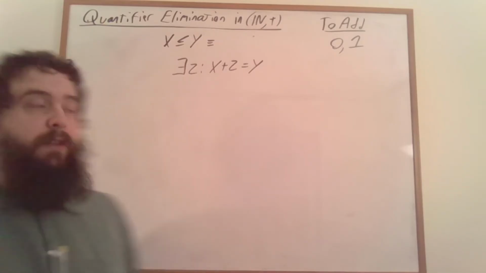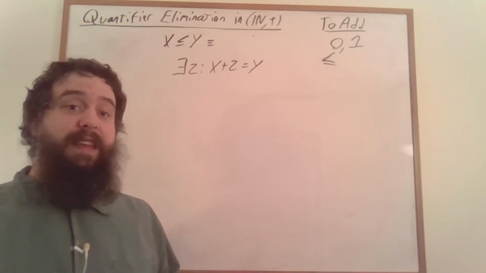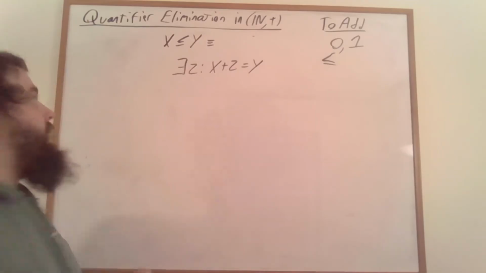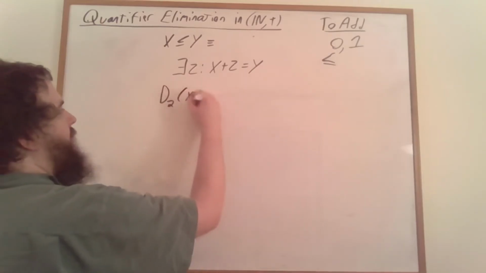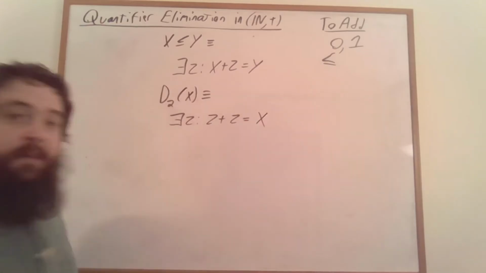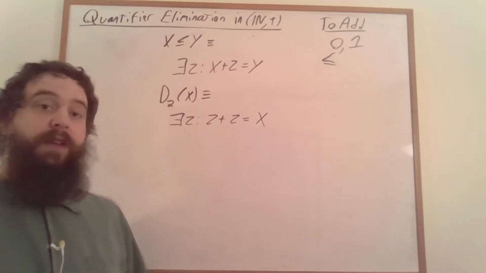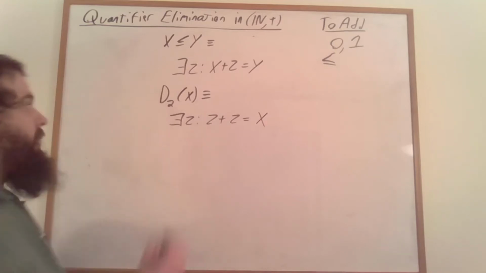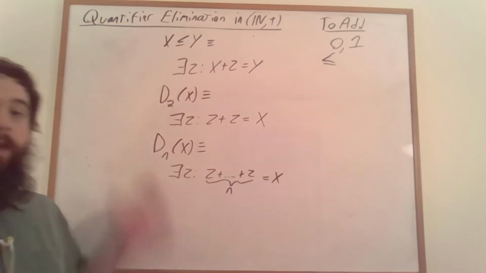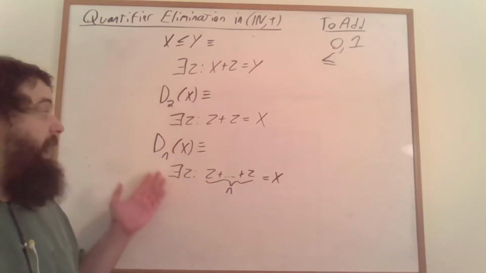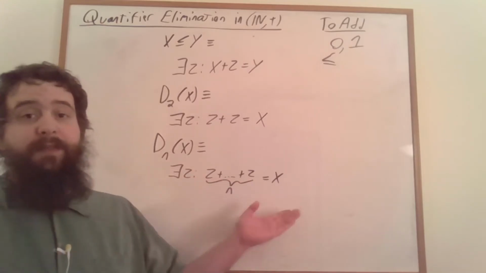In this language, we can also talk about when a number is even or odd. So we can describe a predicate that determines if a number is divisible by 2, simply if there's some number which, when added to itself, gives us that number. We can also describe other divisibility predicates, such as: we can say when a number is divisible by n, if there exists a z which, when added to itself n times, gives us x.